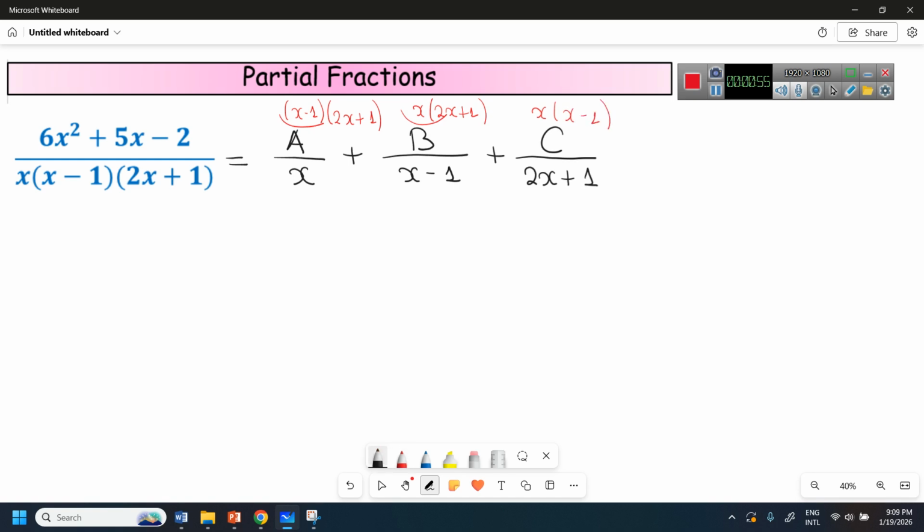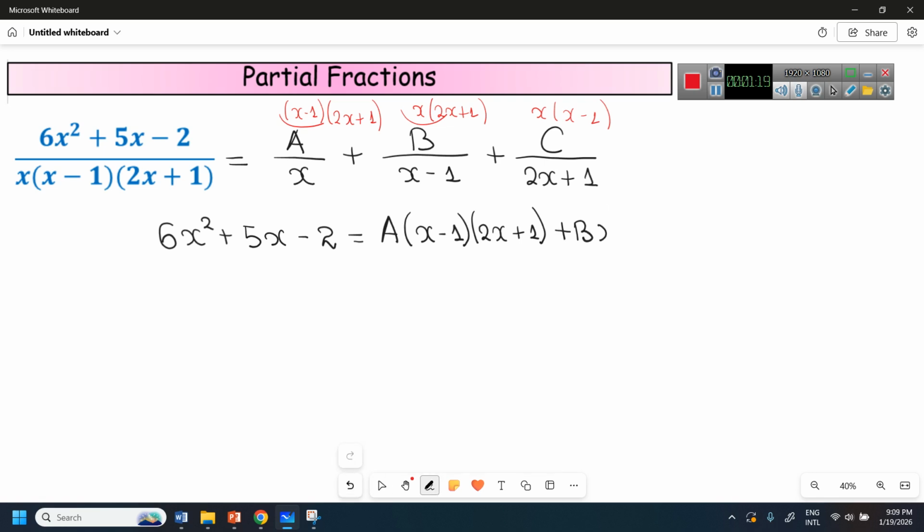Now we can lose the common denominator, so we are going to write down 6x squared plus 5x minus 2 equal to A(x minus 1)(2x plus 1) plus Bx(2x plus 1) plus Cx(x minus 1). And now we're going to use substitution.